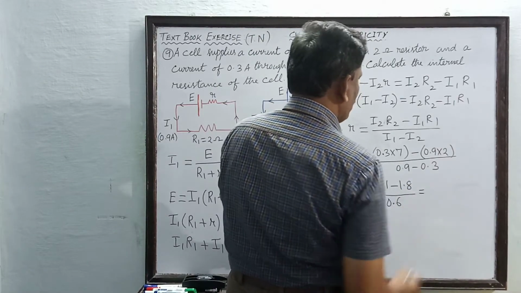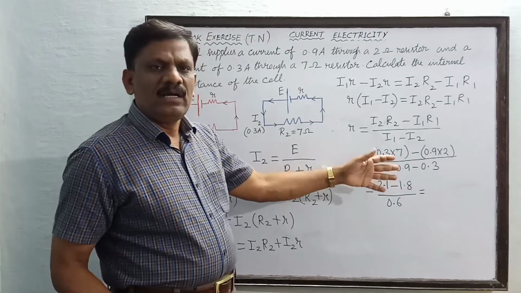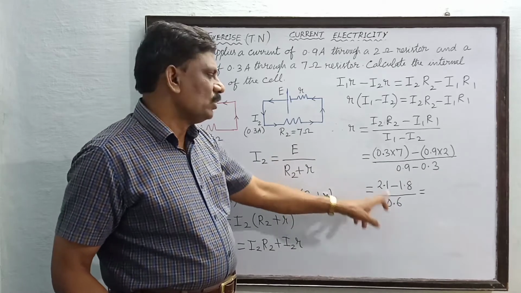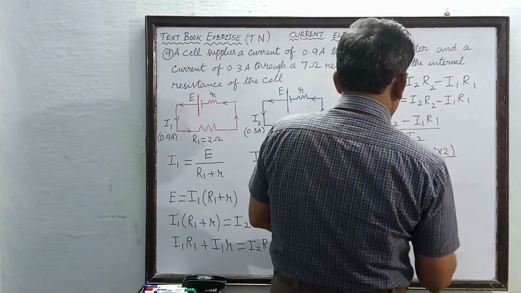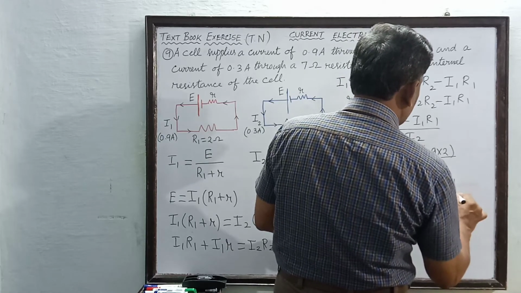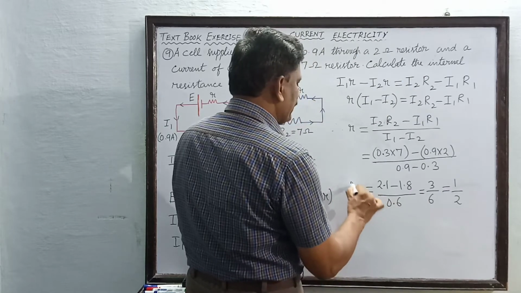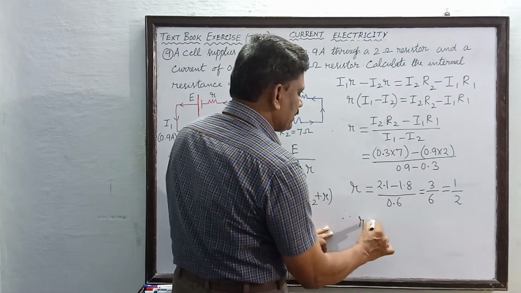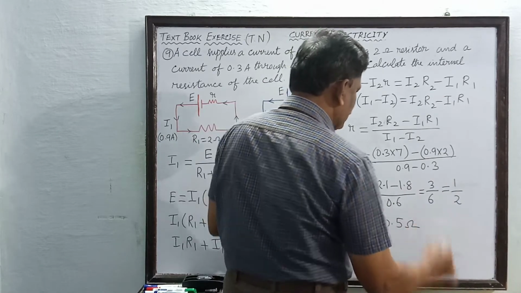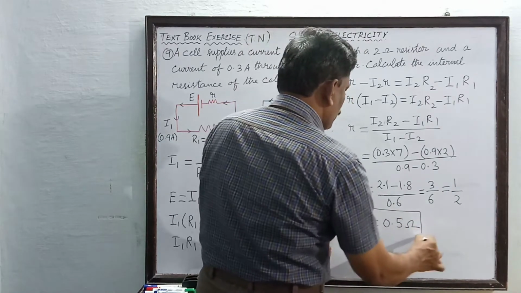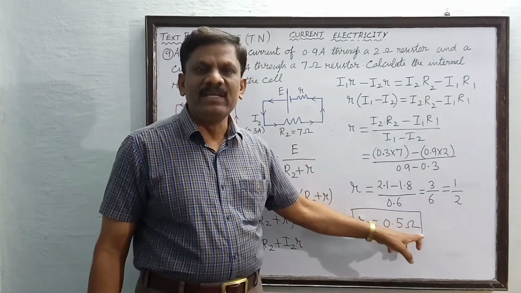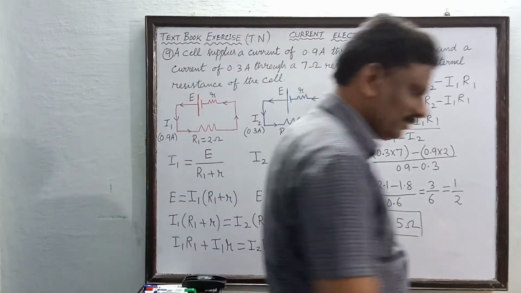Now I will multiply on both sides by 10. This becomes 21 minus 18 divided by 6. 21 minus 18 is 3, so this can be written as 3 by 6, which is equal to 1 by 2. So the left hand side is r. Therefore, the internal resistance of the cell, small r, is equal to 0.5 ohm. This is the answer. Have you understood?